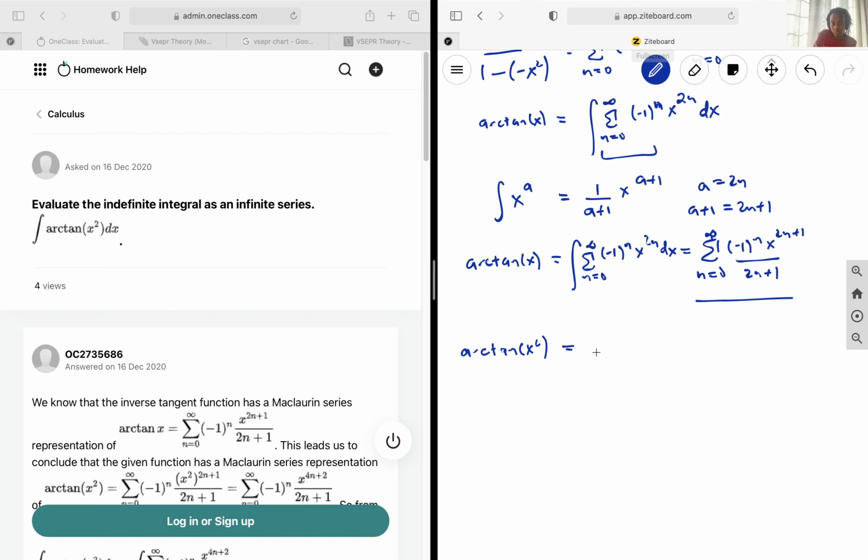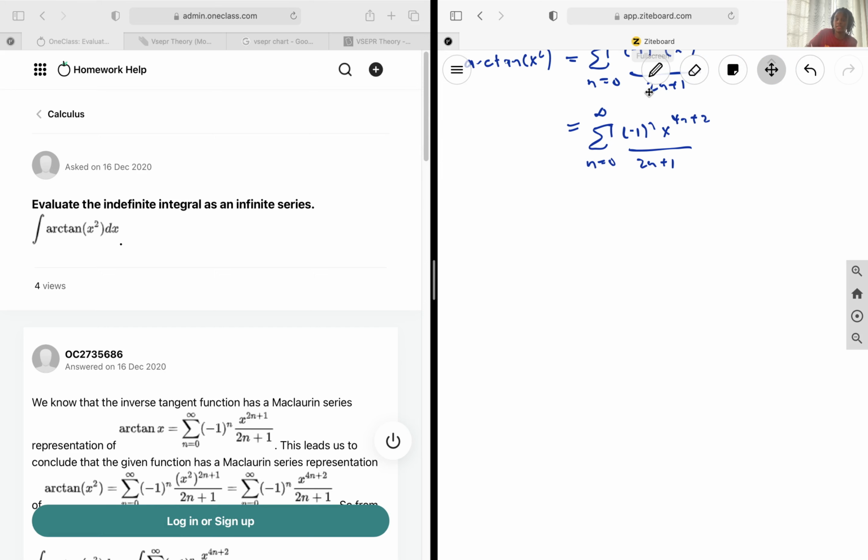So arctan x squared is going to be from n is equal to 0 to infinity, negative 1 to the power of n, x squared to the power of 2n plus 1, all over 2n plus 1. We know that we're going to multiply these two according to exponent rules. So it becomes from n is equal to 0 to infinity, negative 1 to the power of n, x to the power of 4n plus 2, all over 2n plus 1.